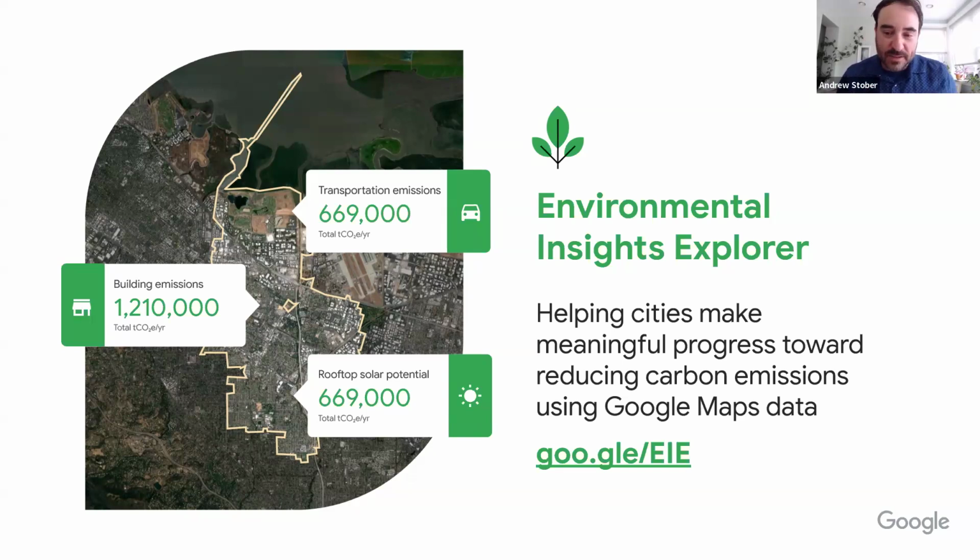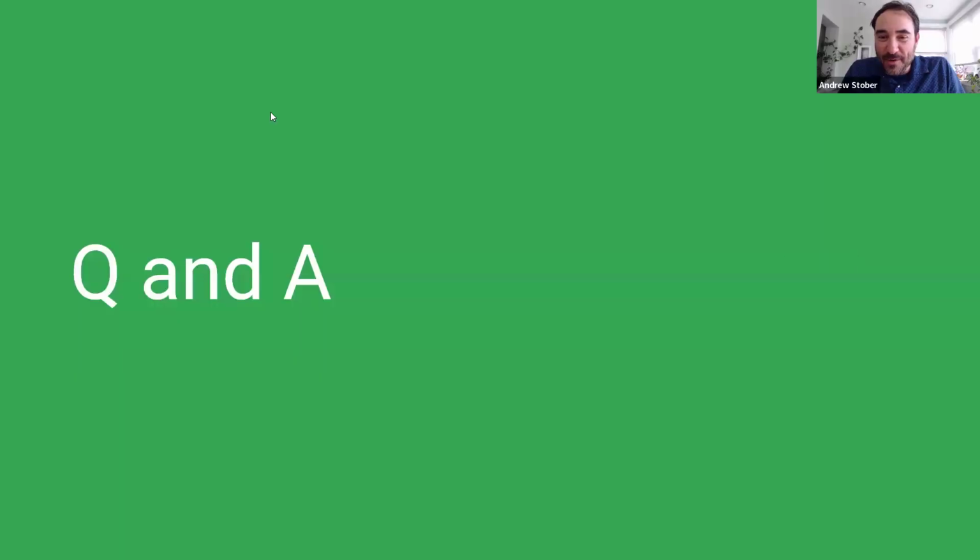If you just Google Environmental Insights Explorer, it'll take you there, or there's a link as well. And that data goes back 4 or 5 years. So a really neat resource to check out in terms of solar, in terms of carbon emissions, and incredible documentation for how all of those calculations are made. And so now we have just 2 minutes less for questions and answers.